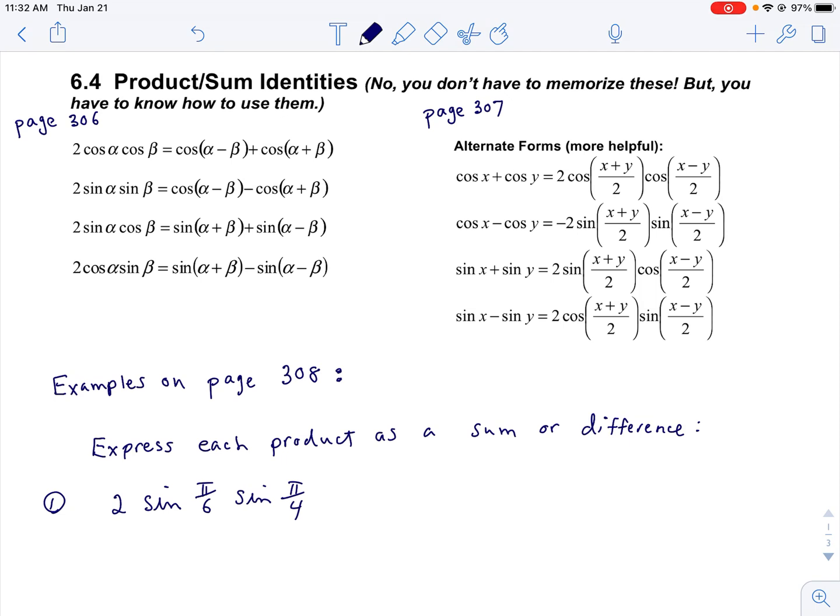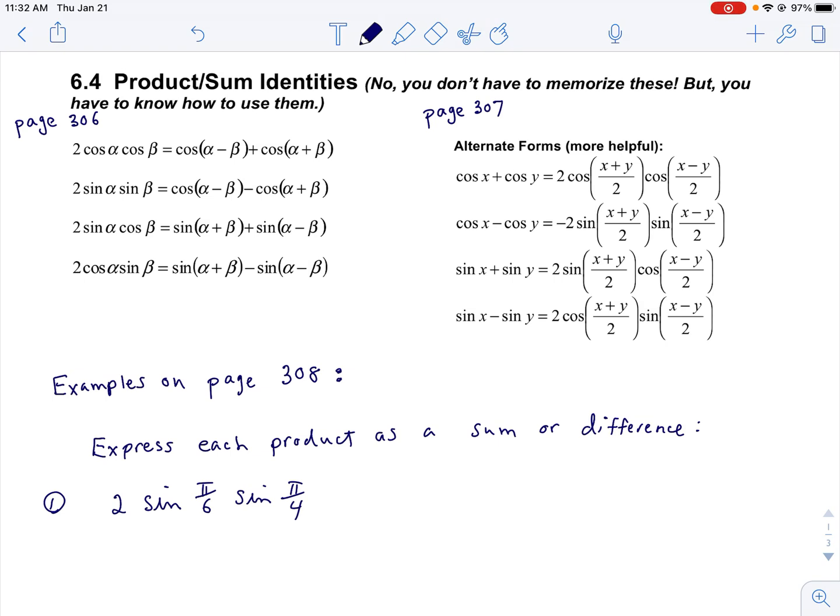I'll read them to you as we do some example problems, but there are 4 of them, and again, they're long identities. They're easy to use, but I want you to be able to feel them with your fingers on the page. There are 4 of them on page 306, in a box in the middle of the page. And there are 4 of the same identities, called alternate forms, on the bottom of page 307. I have them listed here on my iPad so you can follow along. And now I'm going to show you how to use them.